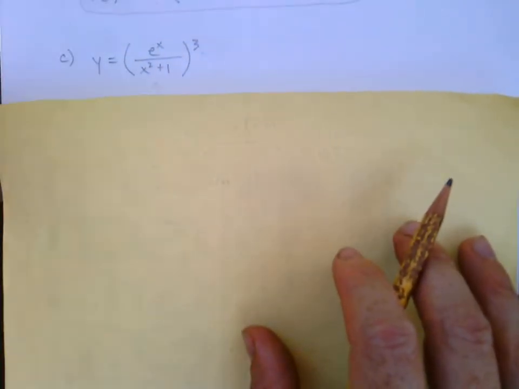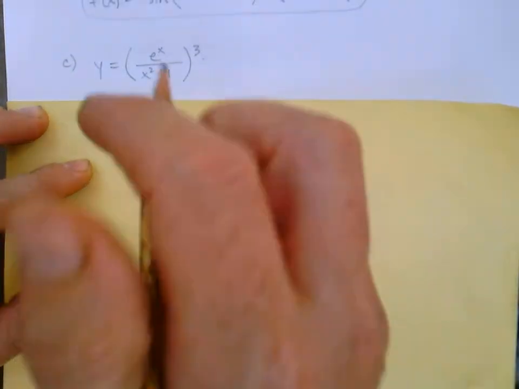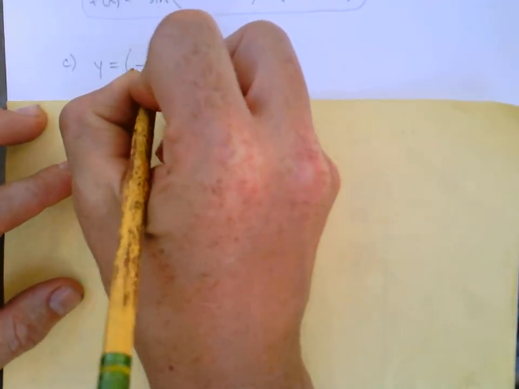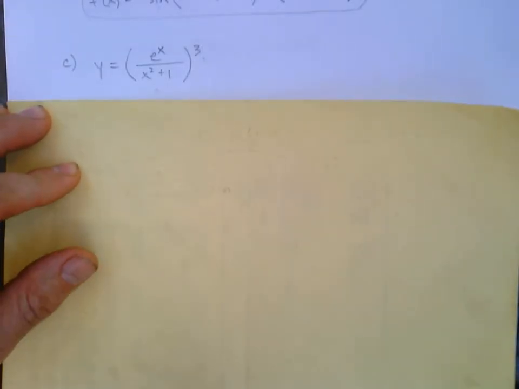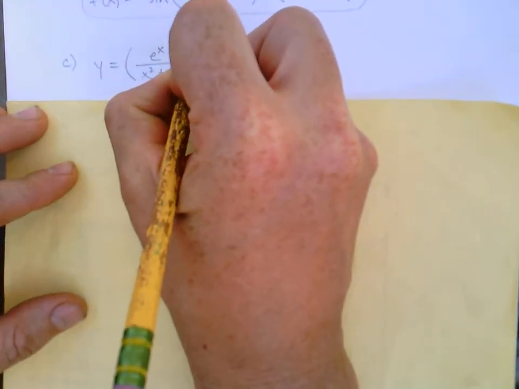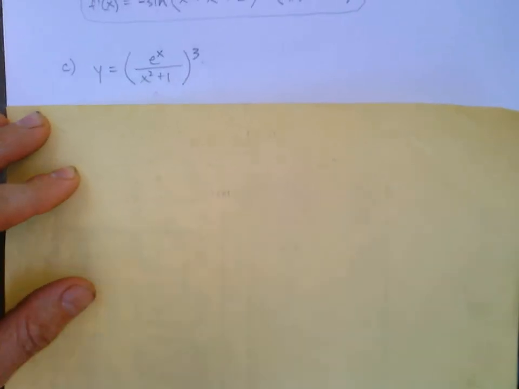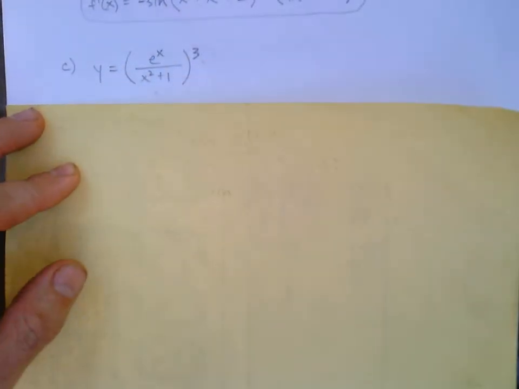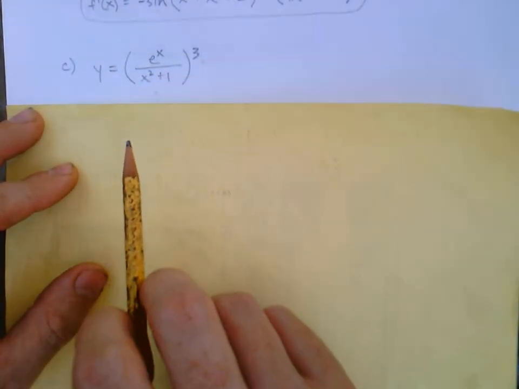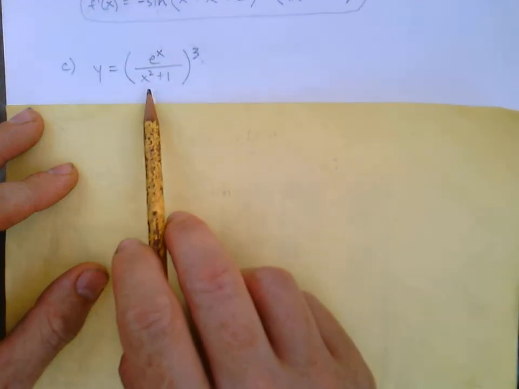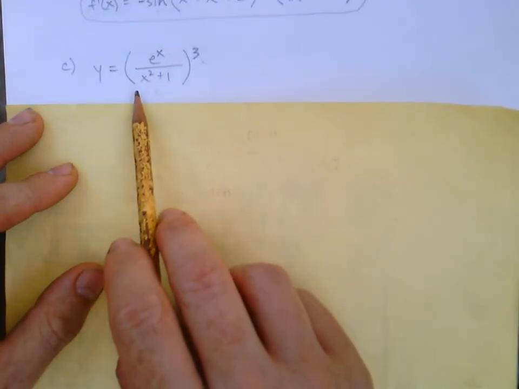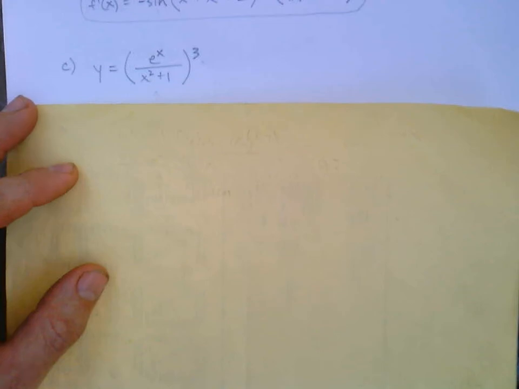Just a whole bunch of examples, really. Are these sections. Once we lay out what the rule is, then all right, let's do a million examples of various styles. Okay, here we have y equals e to the x over x squared plus 1, all raised to the third power.